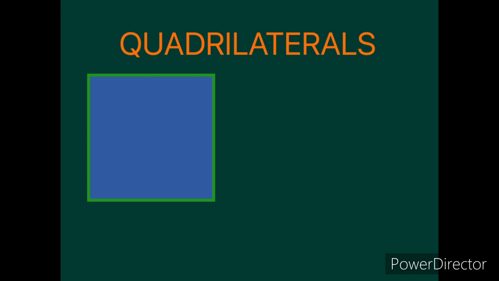So in this video, we're going to talk about quadrilaterals. So what is a quadrilateral? A quadrilateral is a shape with 4 sides and 4 corners. So here are other kinds of quadrilaterals. First, this is a square.